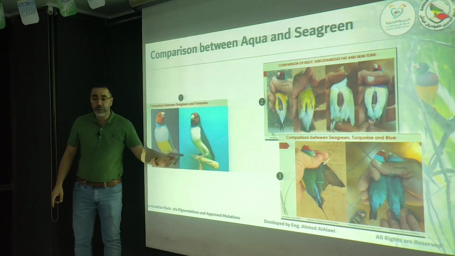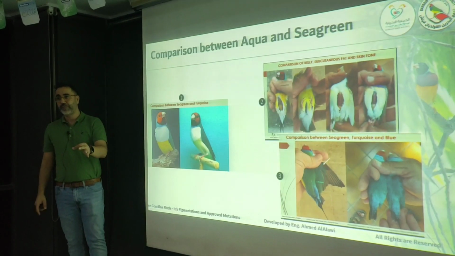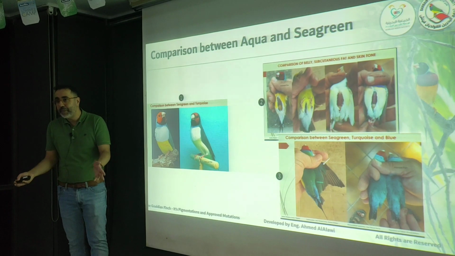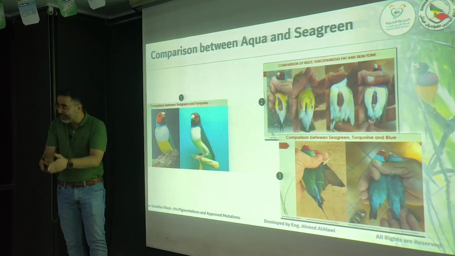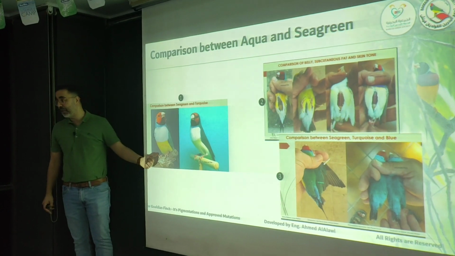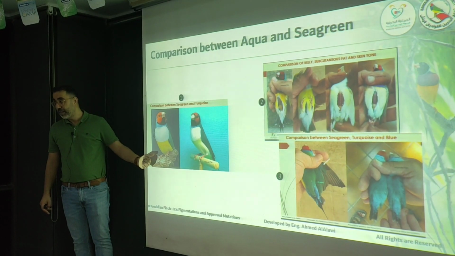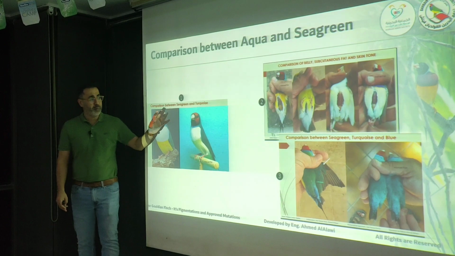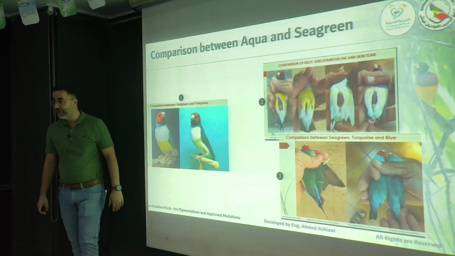But here is pure yellow. How bad can it be? Originally it is yellow. So immediately I can come and say this is aqua, this is sea green. Okay? The head is very similar, but this is not a very great bird.